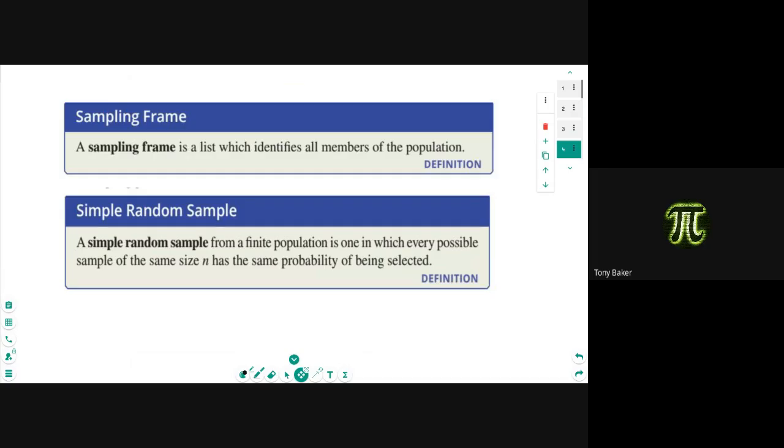Next term we're going to use is called a sampling frame. This is the list which identifies all members of the population. So to create a random sample, we have to know what the population is to choose from. In the plane situation, we're looking at how to protect the planes. This population is going to be all the planes, at least of that type of plane.